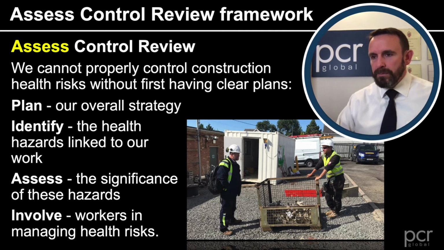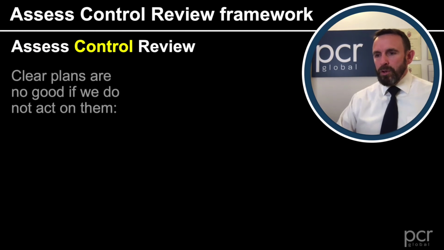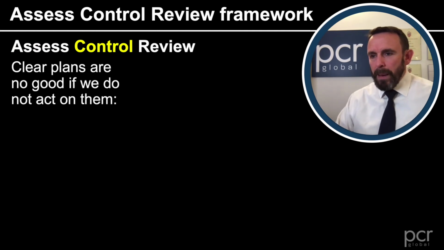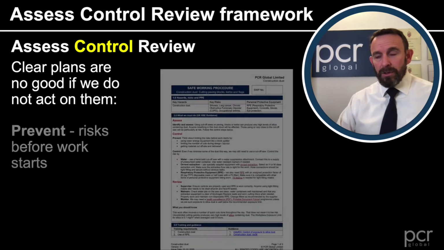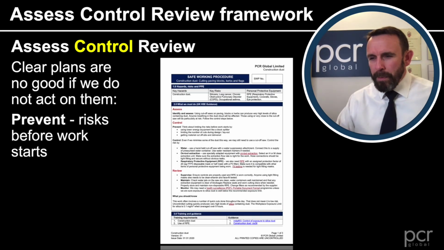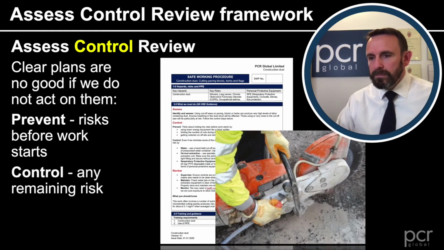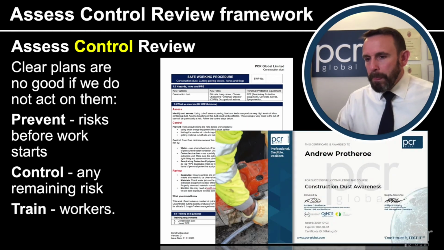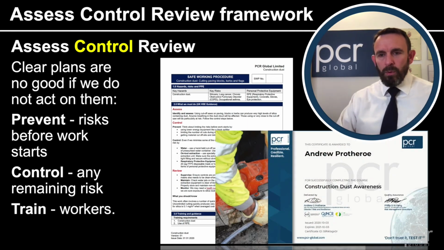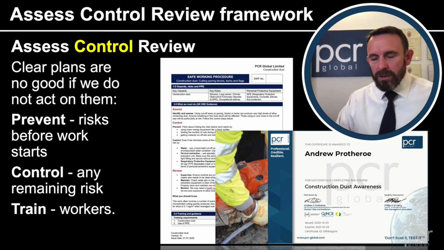That's assess. Moving on to control. So clear plans are no good if we do not act on them, of course. So we need to prevent risks before the work starts. Earlier on, we looked at the safe system of work. Control any remaining risks, as we can see there with water suppression on the cut-off saw. And then also train. All workers must be trained to recognise the hazards, trained to recognise the control measures. Exactly what you're doing on this course.